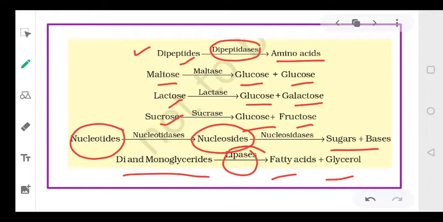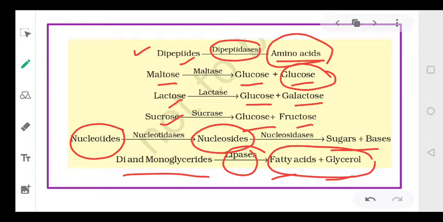Now the very important thing that we have to note: proteins have the smallest component, amino acids. Carbohydrates have a small component, glucose, and your fats have the smallest components as fatty acids and glycerol. Dear students, our body can utilize the smallest components. Amino acids our body can use, glucose can be used, fatty acids and glycerol can be used. So with this, the digestion process is completed.